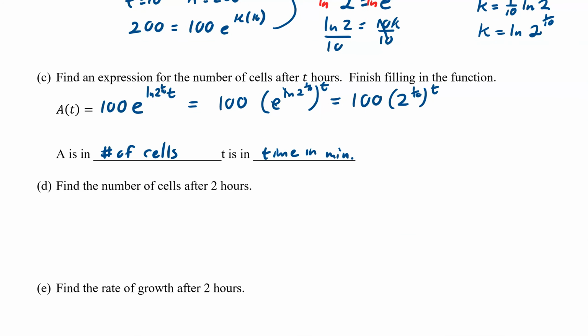So we can now use it. Find the number of cells after 2 hours. Well, t is 2 hours. That would be 120 minutes. So it allows us to convert if you already know the time. So A of 120, now we just plug in.